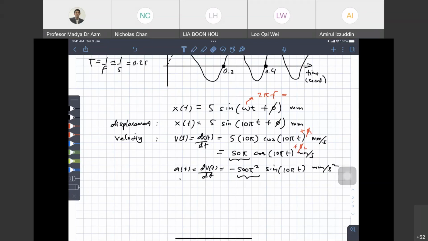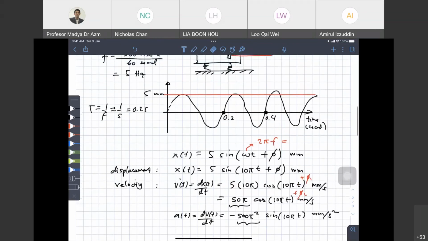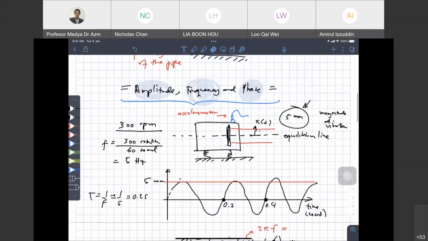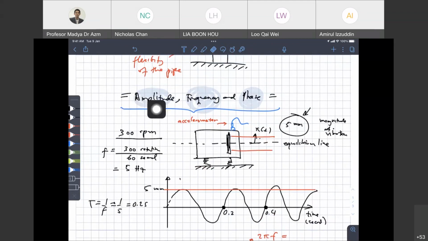So what is the application of phase? Anyone can answer? What is the importance of us knowing the phase? So you got this data, amplitude, that's fine. You got the frequency, that's fine, which is very important. And what is the role of the phase? What's so important for you to know the phase?